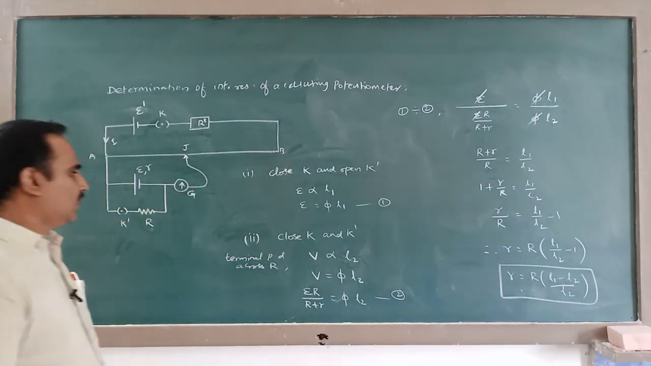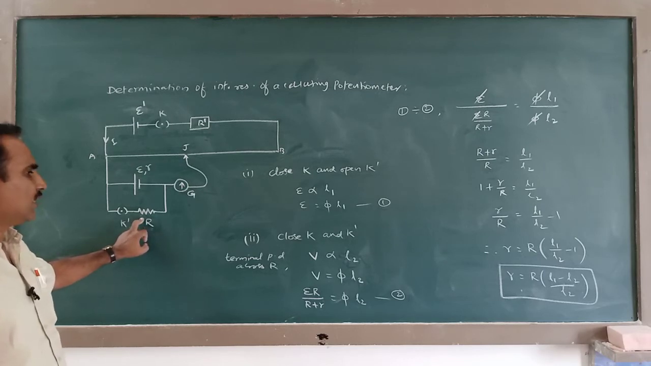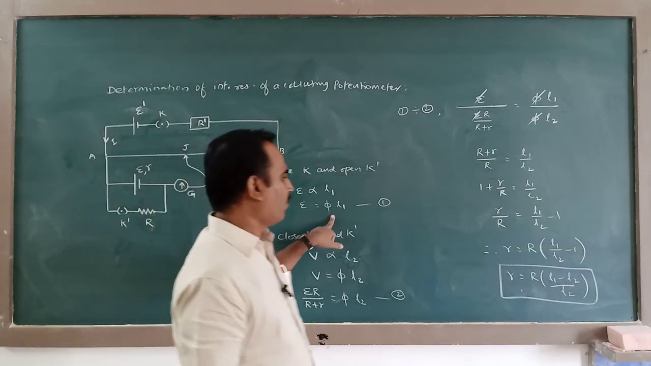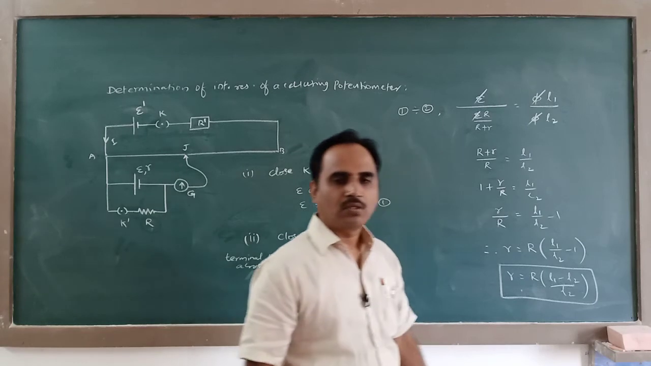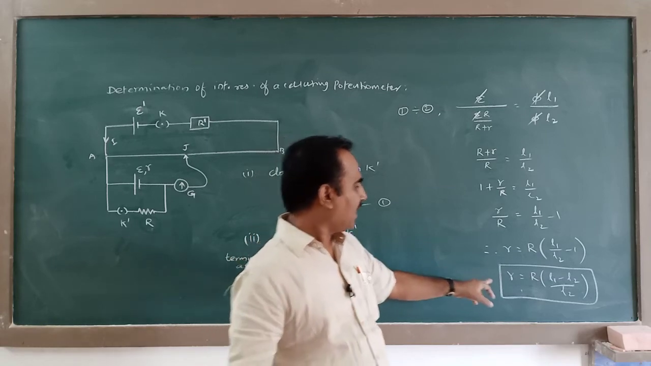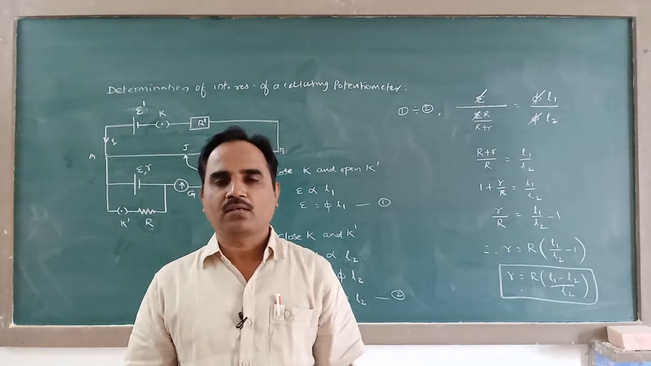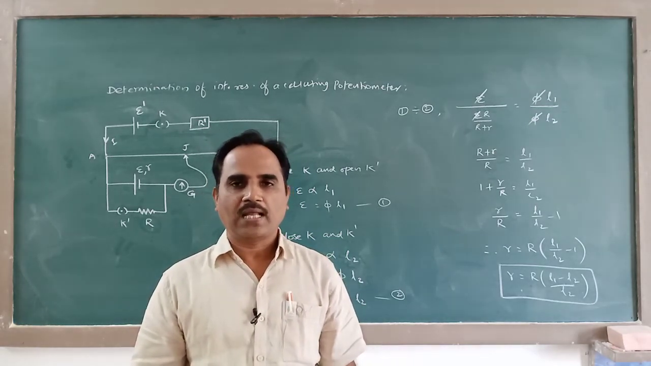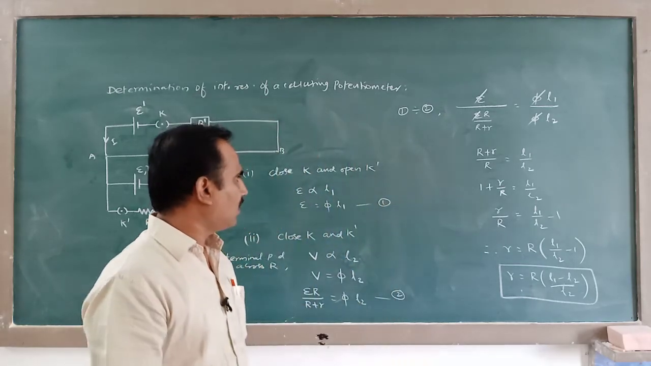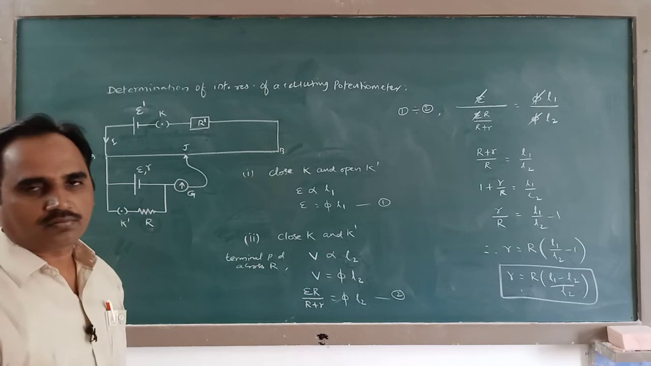Actually, in the laboratory, for different values of R, you are finding L2. Of course, L1 is to be found only once. By finding R in different trials, you have to find the internal resistance of the cell, the average internal resistance of the cell. So this is about determination of internal resistance of a cell using a potentiometer.